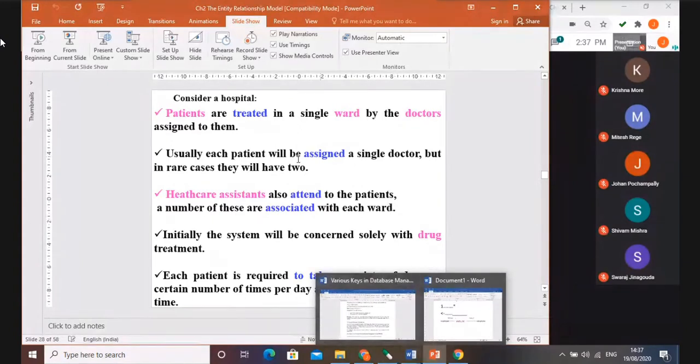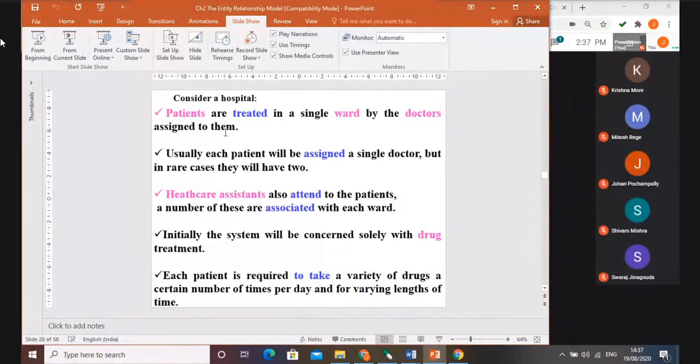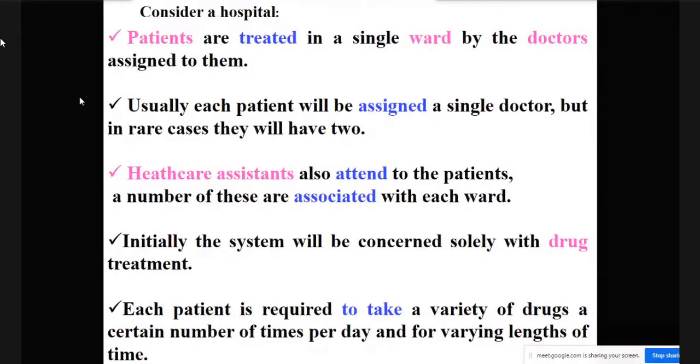Those are nothing but just sentences. So I'll just go with the full screen. Here, patients are treated in a single ward by the doctors assigned to them. Now here I have put these check marks. Those are not required in your problem statement. The problem statement is a continuation, like a paragraph. I have created it like this for your understanding of each sentence.